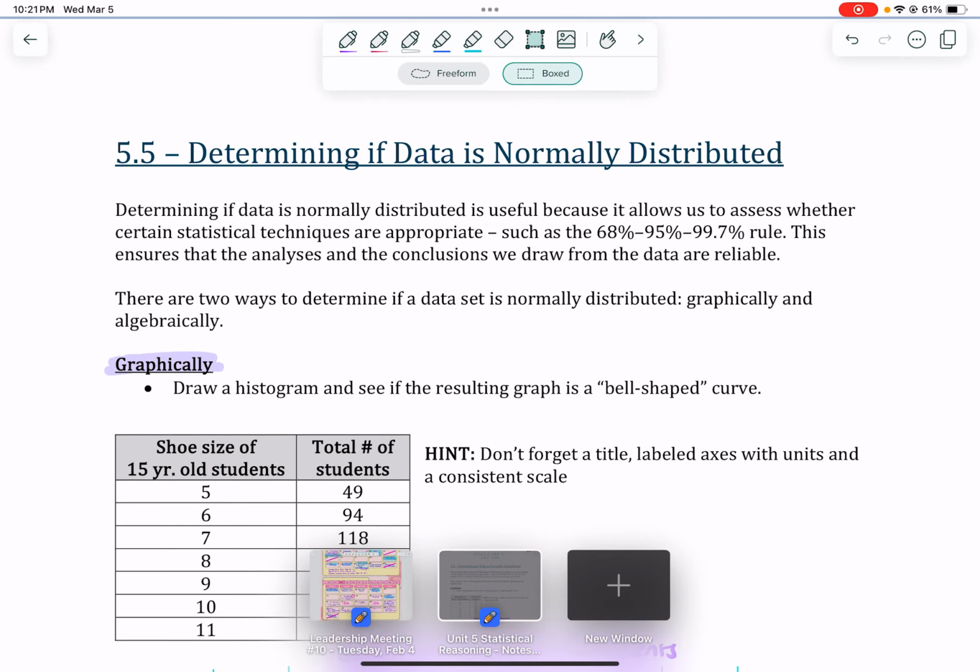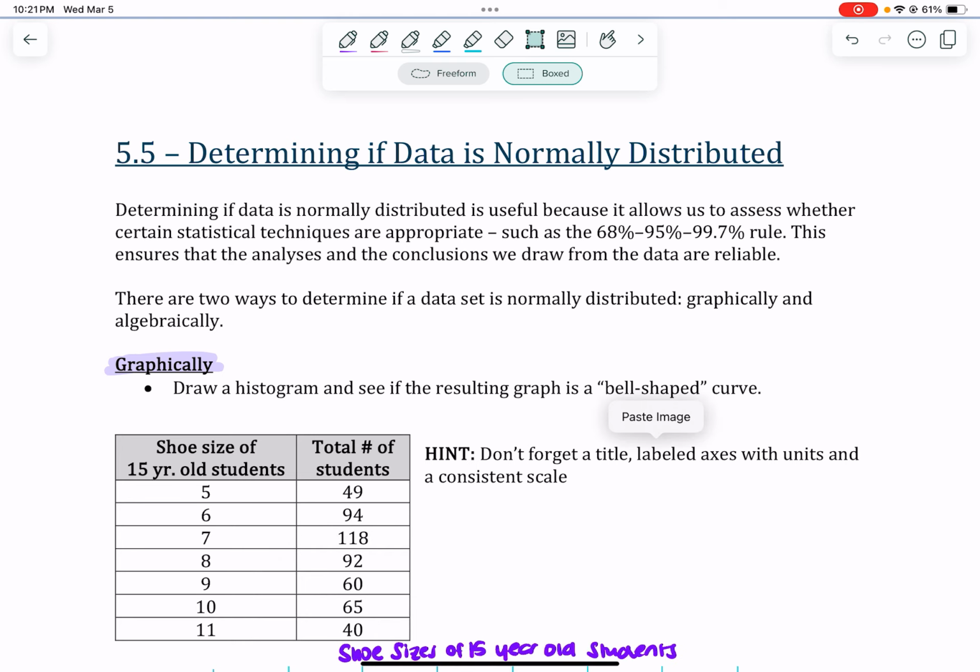Hello, grade 11s. The other day we started talking about how to determine if data that we are provided is normally distributed. Now, the first thing we said was we can kind of sort of tell if data is normally distributed if we graph it using a histogram.